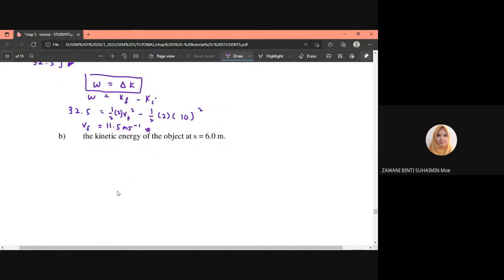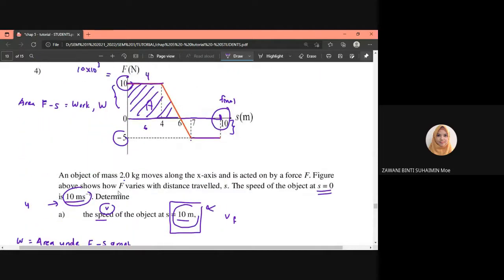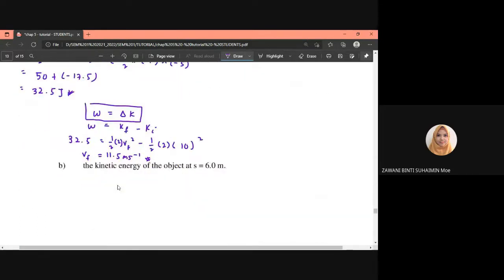So settle yang itu. So next we want to find the kinetic energy of the object at S is equal to 6 meter. Okay, so tengok dalam ni. Okay, so kita bolehlah study berkenaan dengan area under this part only. And then kita kaitkan dengan velocity at this point. Okay, so kita boleh kira work dia dulu. Okay, work is equal to area under the F versus S graph. Okay, between 0 to 6 lah sebab maksimum displacement dia adalah 6.